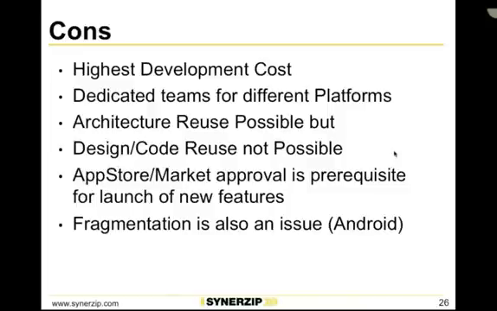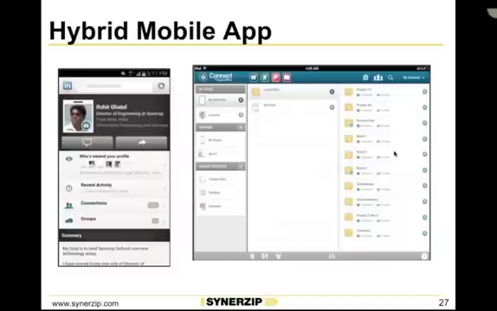Also, the app process is a prerequisite for launching new features. And fragmentation is again an issue. I'm talking about fragmentation inside a single platform, like Android. Tons of fragmentation. And you have to test your application on various phones with different form factors and OS versions. And now, recently, the fragmentation has also come to iOS with iPhone 5 and iPhone 4. You have different form factors again.